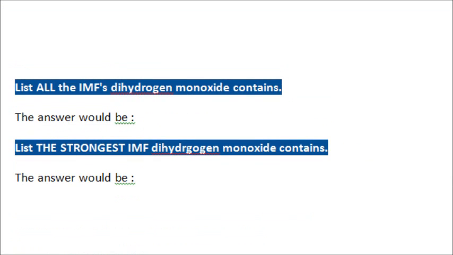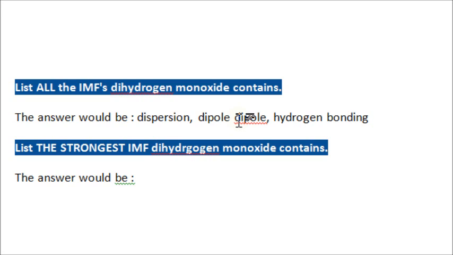So let's do an example. Well, we just did it, but let's do it again. List all the IMFs dihydrogen monoxide contains. It has dispersion. Everything has dispersion. It has dipole-dipole, and it has hydrogen bonding. It has all three, not just hydrogen bonding. That is the strongest IMF it contains, but that is not the only IMF it contains. Here's the other example. List the strongest IMF dihydrogen monoxide contains. You would just say hydrogen bonding, because hydrogen bonding is the strongest IMF that it contains. It is not the only IMF, but it is the strongest.